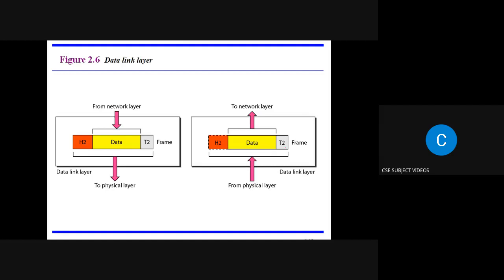At the receiver end, the data link layer is the second layer. It gets the data from the physical layer and packs the bits into frames and gives them to the network layer. The data link layer is responsible for moving frames from one hop to the next hop. The physical layer is responsible for moving bits from one hop to another hop, and like that, the data link layer is responsible for moving frames from one hop to another hop.